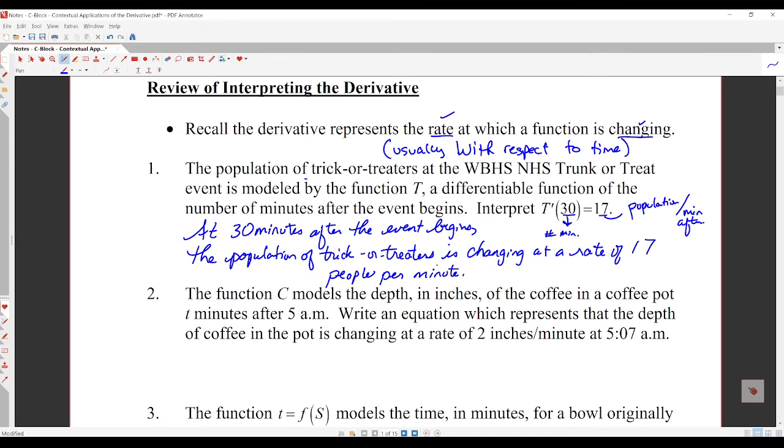Sometimes the language can get a little clunky. All it's saying is half an hour after the event began, the number of people at this event is increasing at a rate of 17 people per minute. So between 30 and 31 minutes, 17 new people have started to arrive at this trunk or treat. Notice I didn't say increasing. I said changing. We could have said increasing at a rate of because it's positive, and if it was negative, we could say decreasing. But I like generally sticking to the phrase changing at a rate of.